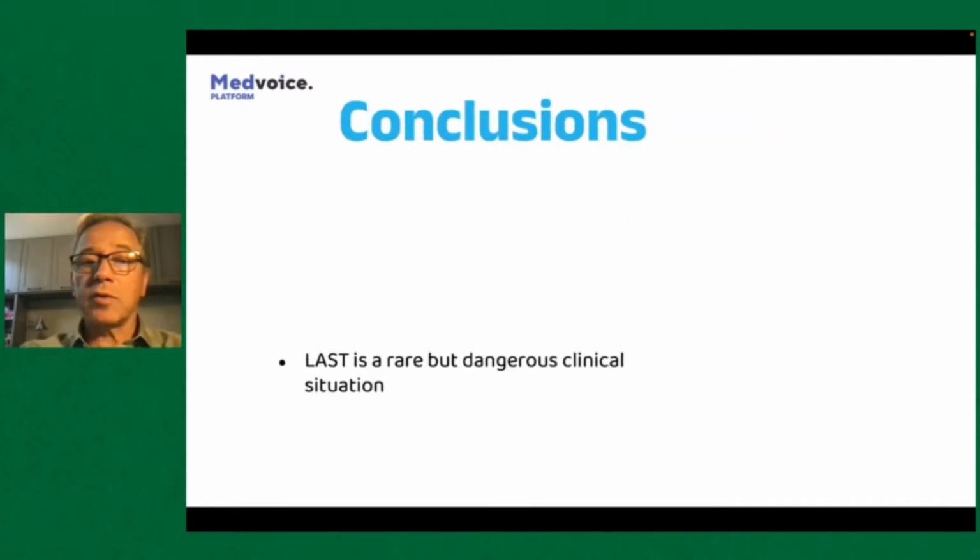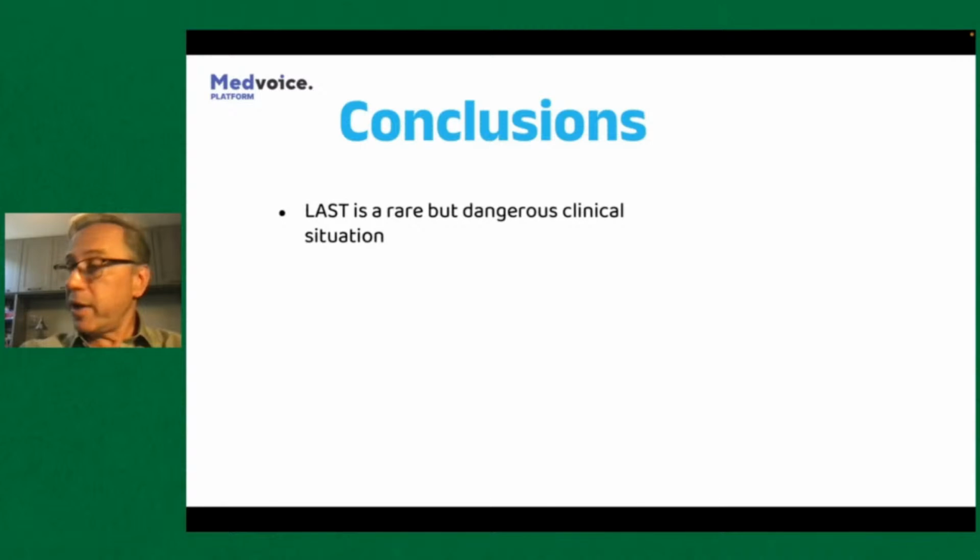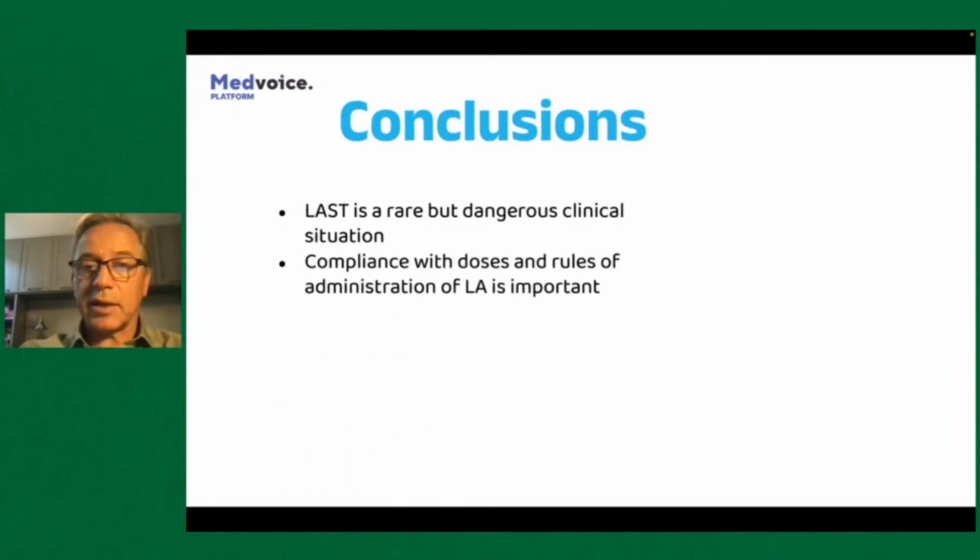Right. So, conclusion on this topic. Last is the rare but very, very dangerous clinical situation. Compliance with doses and rules of administration of local anesthetic is very, very important. Those rules that I have spoken to you about already. Use ultrasound. That will show you that you're not injecting intravascularly, because if you are injecting intravascularly, you will see that the local anesthetic is not spreading around the nerve area, but being taken away by the bloodstream, and you will be suspicious.